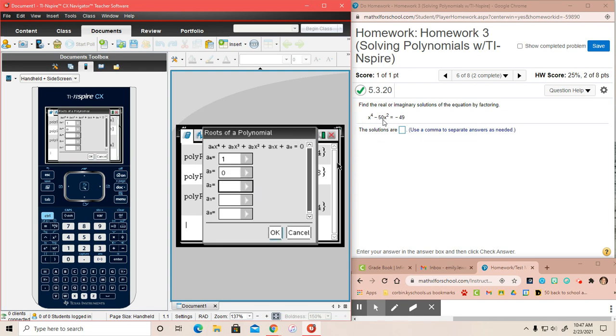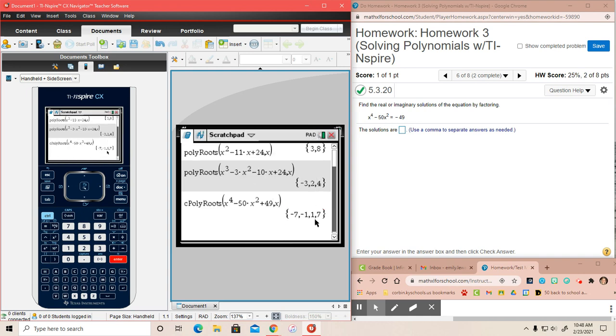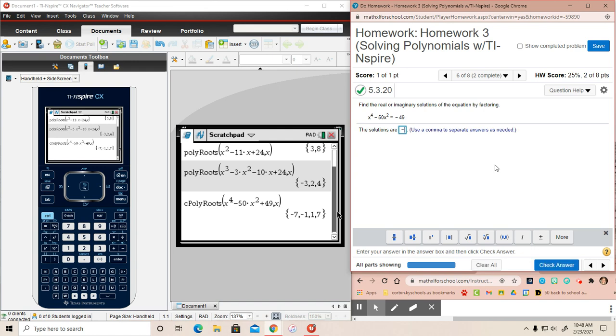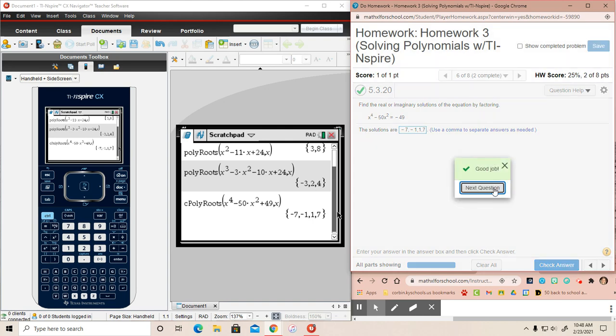X squared, we have a negative 50 in front. In front of x, we don't have an x, so just a 0. And then our constant is negative 49, but we have to move it over, which would make it a positive 49. We hit enter, and so it gives us our solutions, negative 7, negative 1, 1, and 7. And there you go. There's your answer.